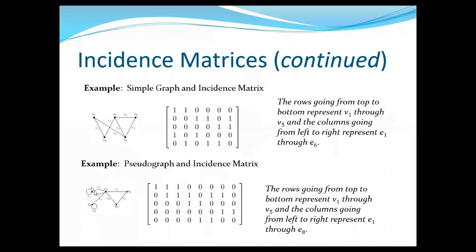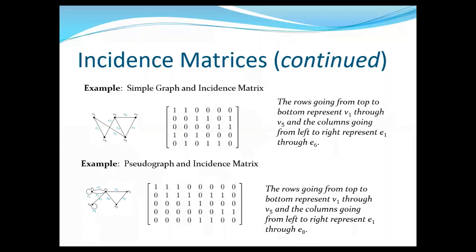So for example, V1, what are the edges connected to V1? They are E1, E2, and E3. So that's why all values here are 1 and the rest will be 0. And for V2, it is connected to E2, E4, E3, E7, and E6. So we have 5 edges connected to V2. They're all equivalent to 1 and the rest will be 0. So that will be the pseudograph and incidence matrix.